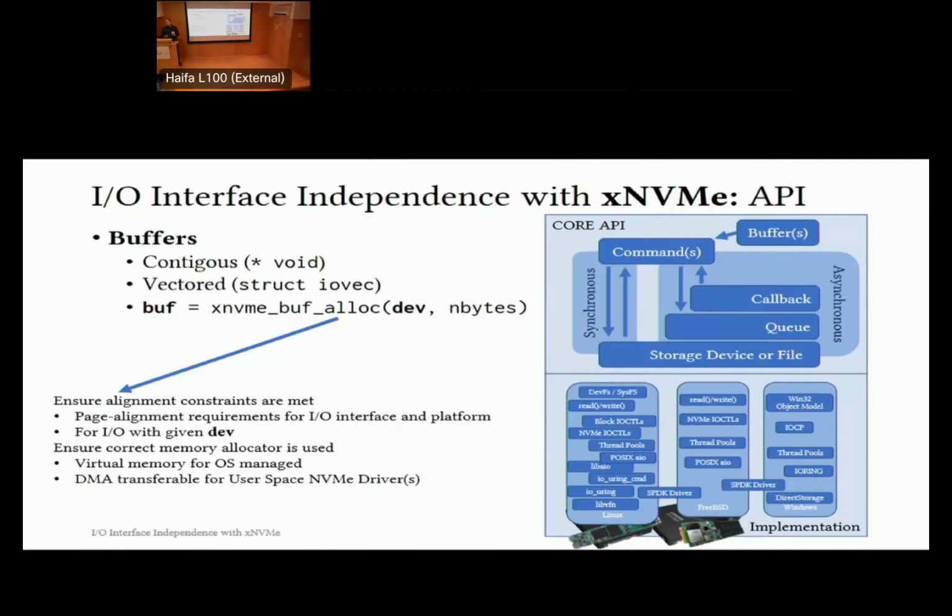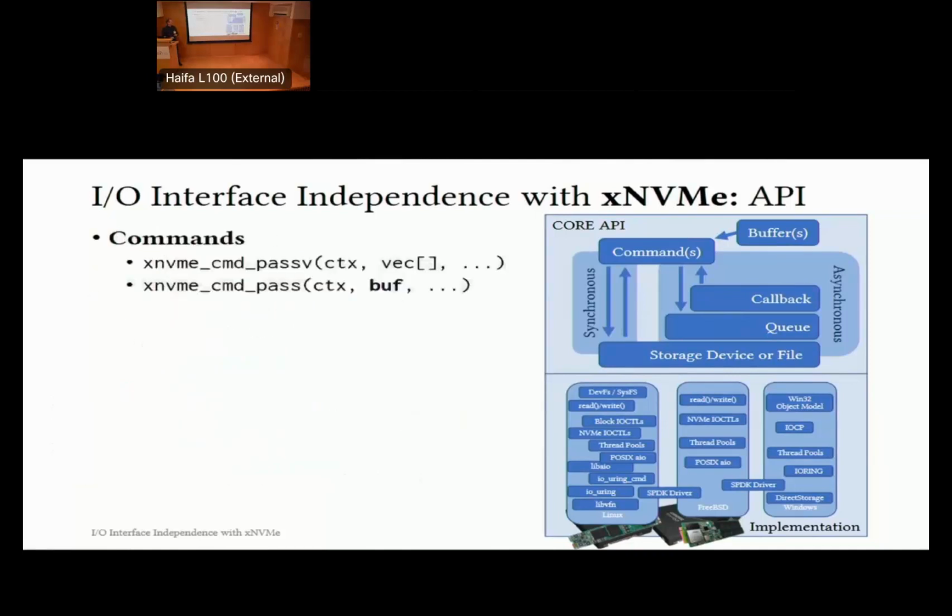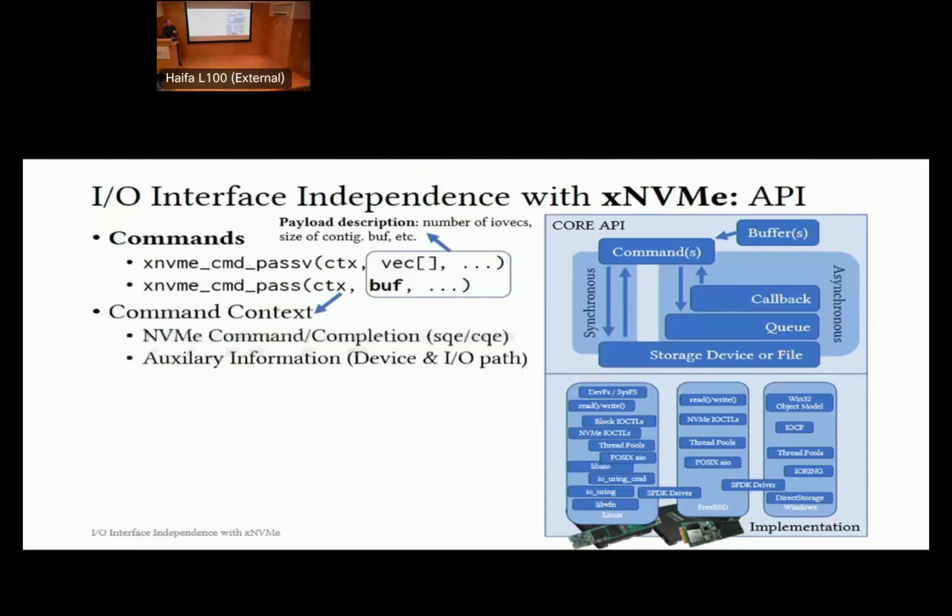And then for sending your commands, there are two functions, pass and passv. There are two because one handles vector payloads, the other handles buffers. The interesting part is really the command context. That's where we encapsulate the submission of the command and the completion of a command, along with some auxiliary information on how to take a path down here.